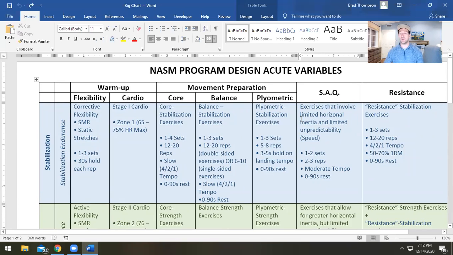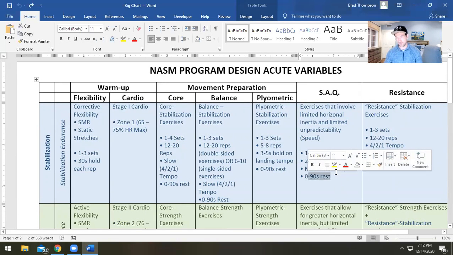So speed, agility, and quickness. These are exercises that involve limited horizontal inertia and limited unpredictability, which means you're going to choose speed exercises, right? We don't have a lot of horizontal stuff. There's no changes in direction. And we don't have unpredictability. There's no quickness responding stuff, right? So 1 to 2 sets, 2 to 3 reps, moderate tempo. It's move fast, but don't go crazy. 0 to 90 seconds of rest.